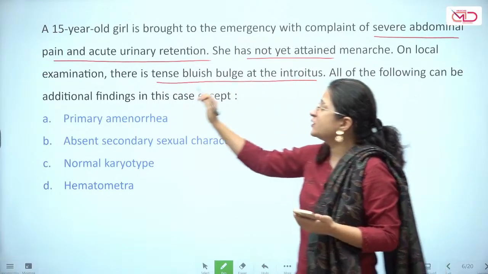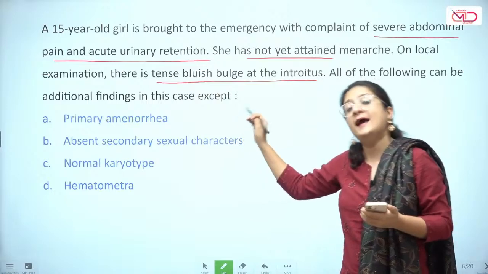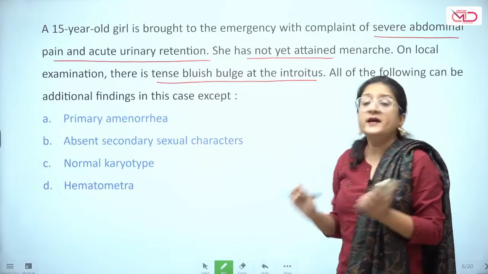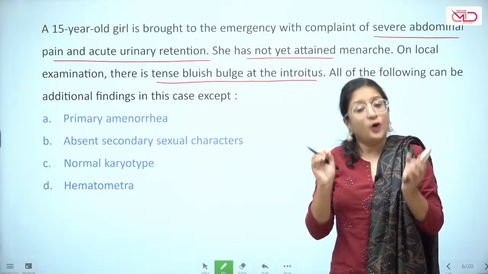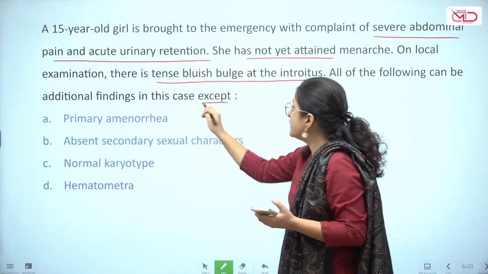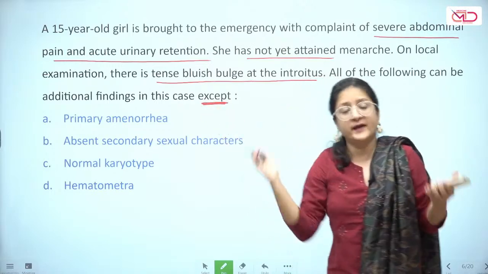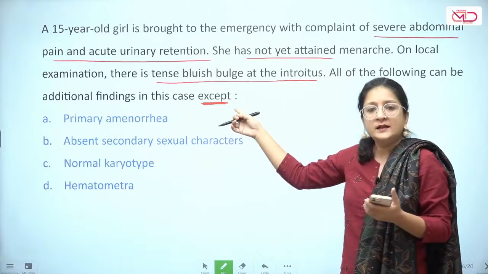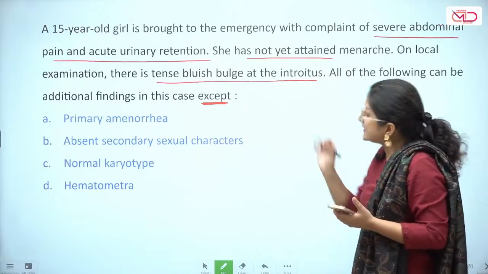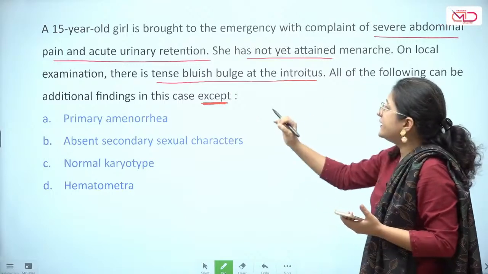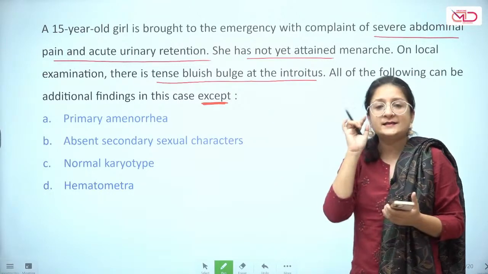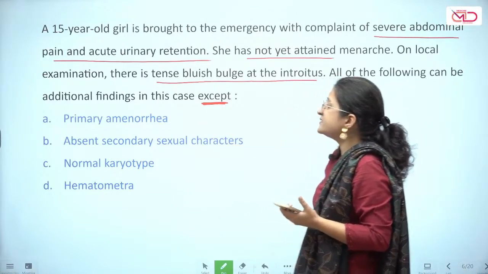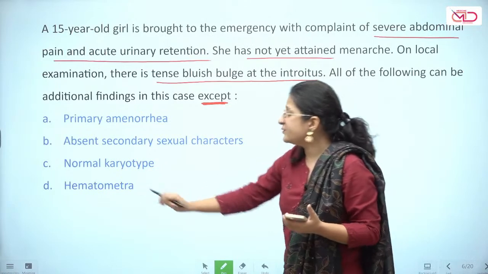All of the following can be additional findings in this case, except what will not be an additional finding in this case. Make sure that you read the question properly. Make sure that you do not miss out on terms like all of the following except, because generally when we are reading questions very fast, we tend to skip out on these small little things hidden in the question. So all of the following can be additional findings in this case, except what is not a finding: primary amenorrhea, absent secondary sexual characteristics, normal karyotype, or hematometra.